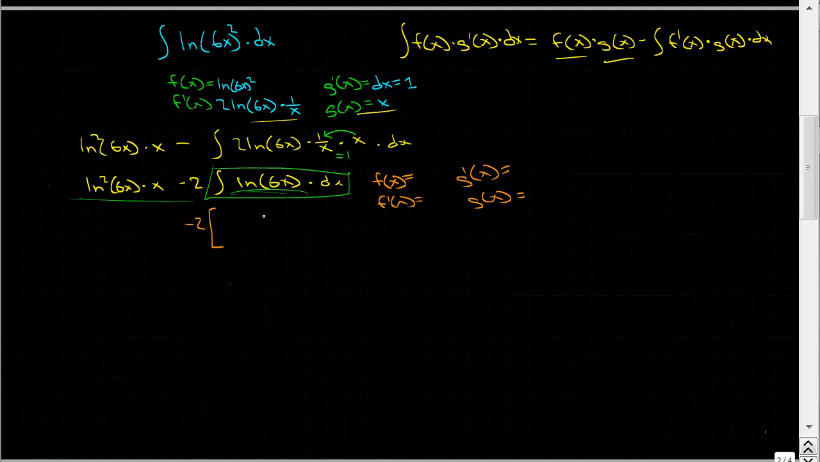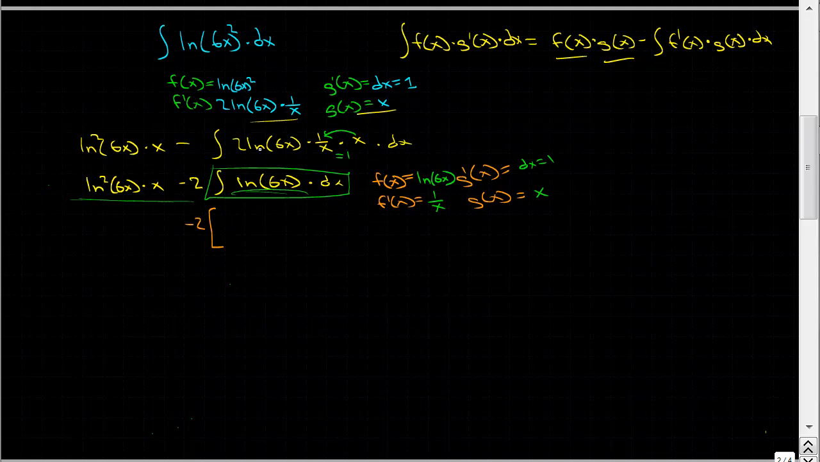So what do we do? We say our f of x is going to be ln of 6x. But as you can see, it's not squared anymore. So we just do it twice and hopefully it'll work out again. Then our f prime of x is just 1 over x. Our g prime of x is still dx, so that just equals 1, and our g of x equals x. So let's plug this in and see how far we can go.